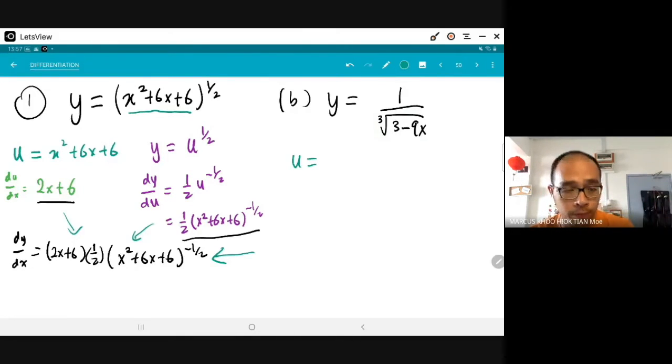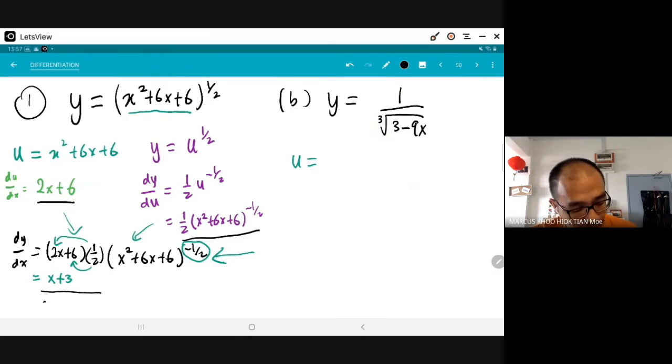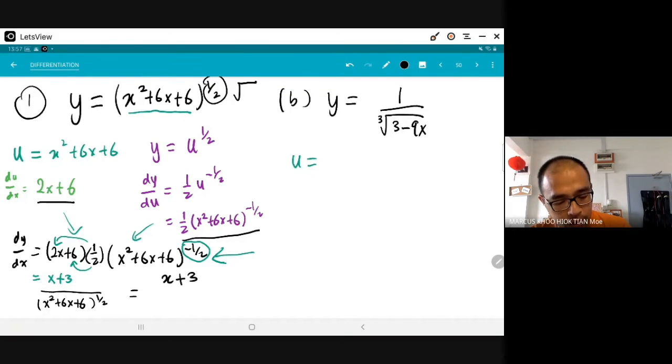So what happens is, this one kita boleh darab masuk. So I'll get x and half. I will bring it down. So x squared plus 6x plus 6 to the power of half. And if you remember from my algebra, power of half is actually square root. So this final answer will be x plus 3 over square root x squared plus 6x plus 6. This is our final answer.